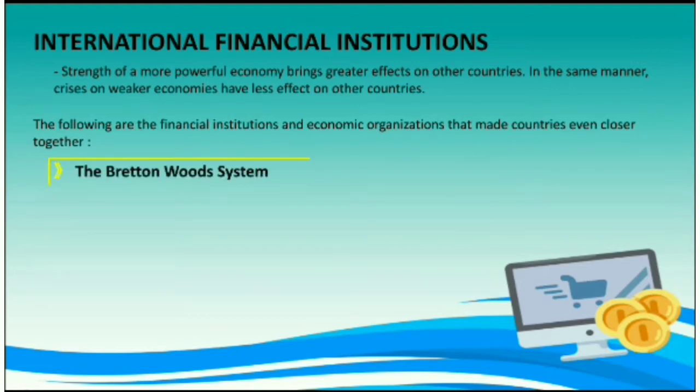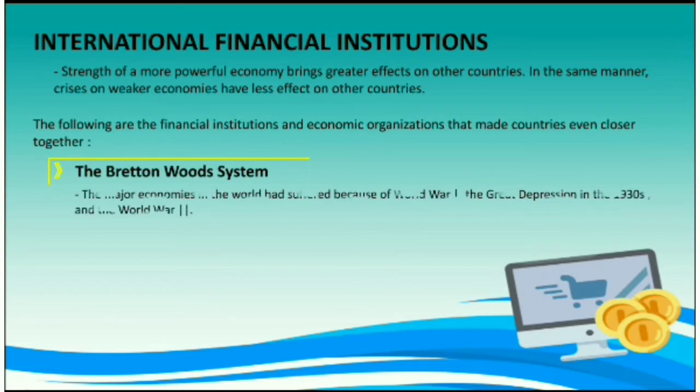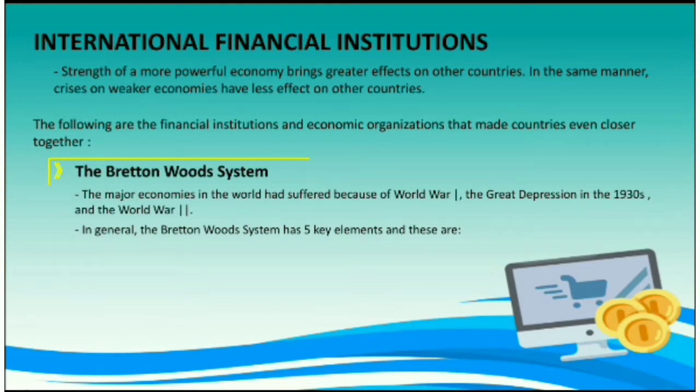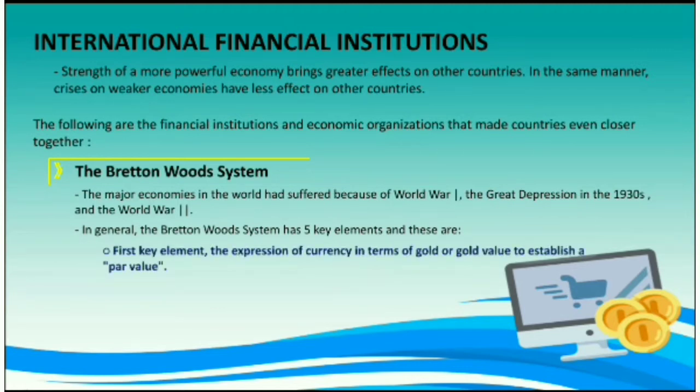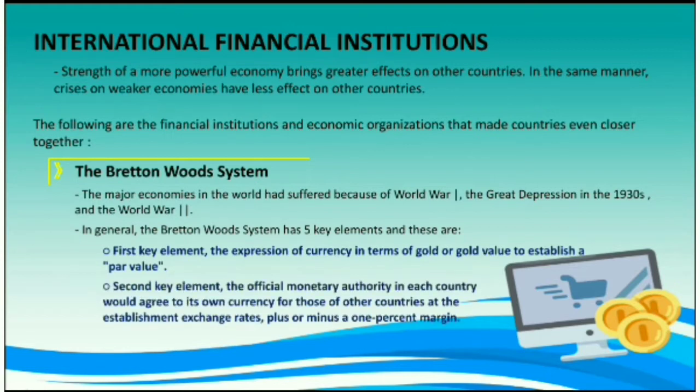First, the Bretton Woods system. The major economies in the world had suffered because of World War I, the Great Depression in the 1930s, and World War II. In general, the Bretton Woods system has five key elements. First, the expression of currency in terms of gold or gold value to establish a par value. Second, the official monetary authority in each country would exchange its own currency for those of other countries at the established exchange rates, plus or minus a 1% margin.